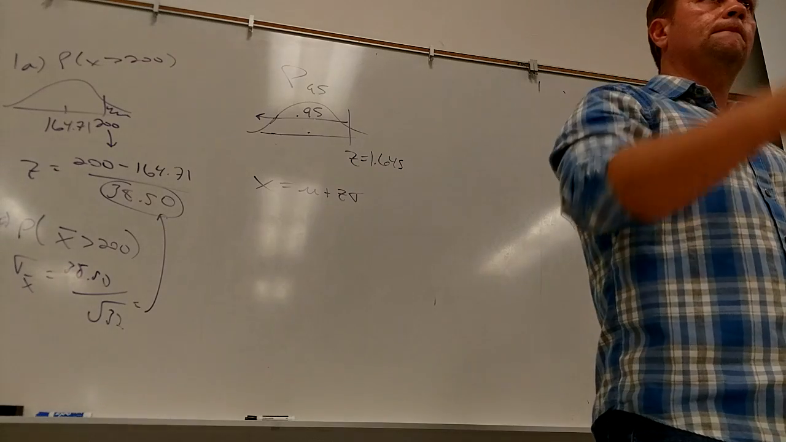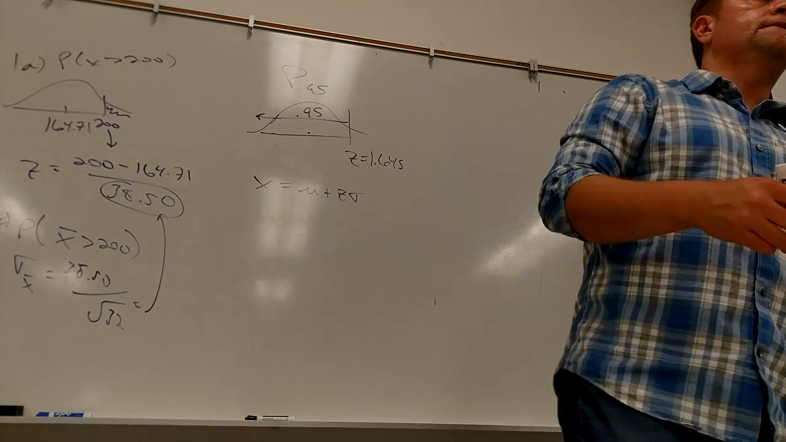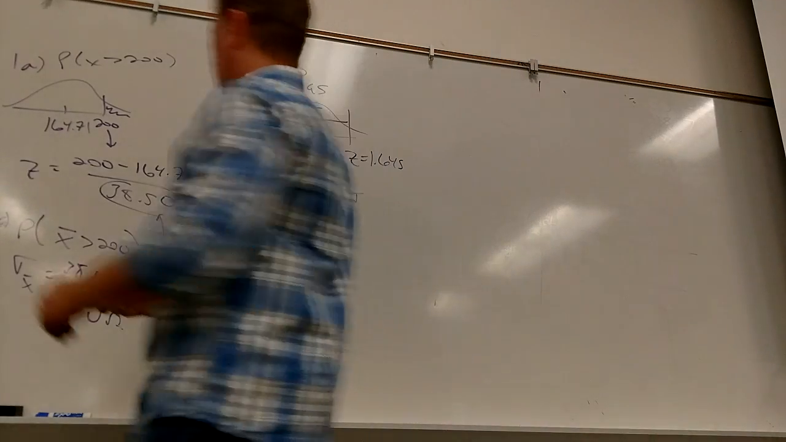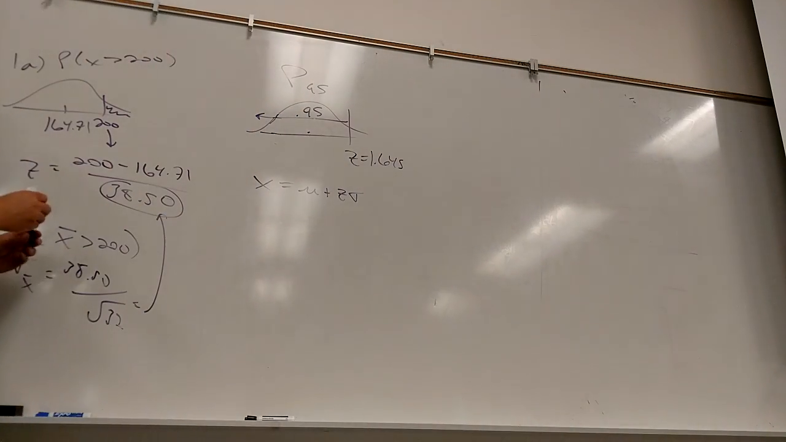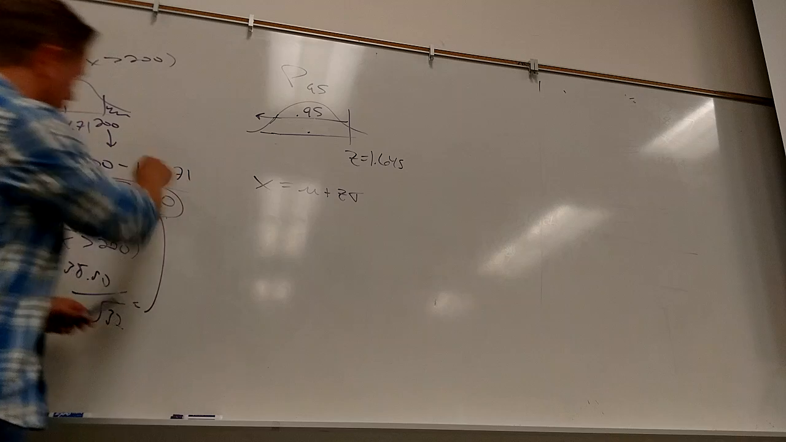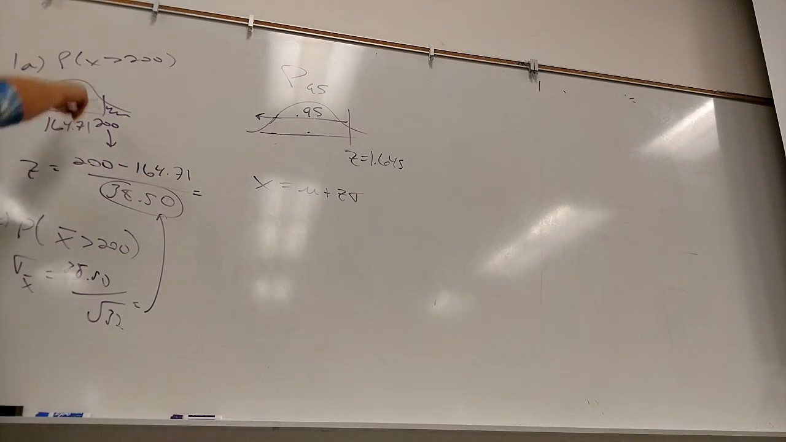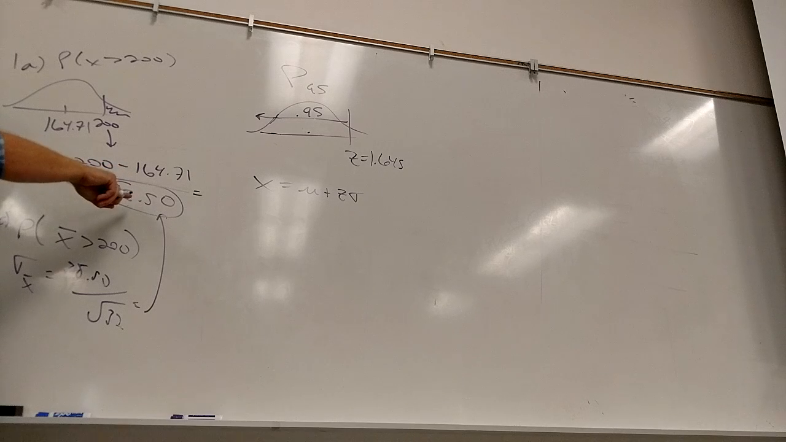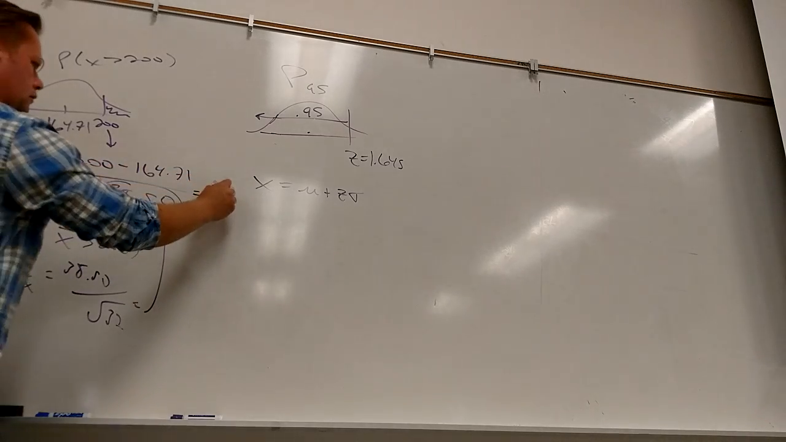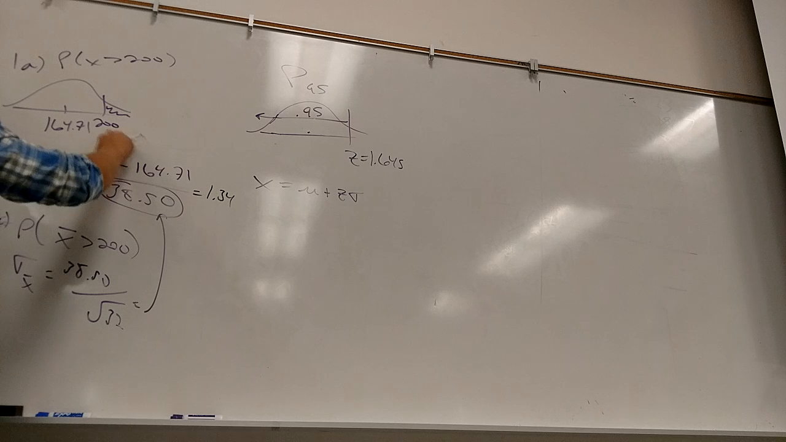Do we have to do -1 for the mean also? No, not, well, all right, let's finish this out. So this problem, does anybody do this and get a z-score for this? For 1A? 1.34? All right, let's run with that.